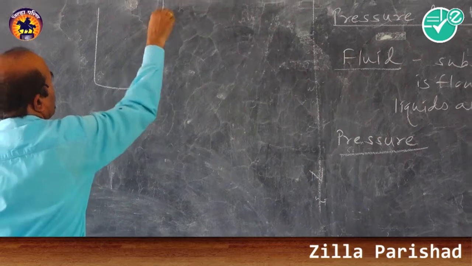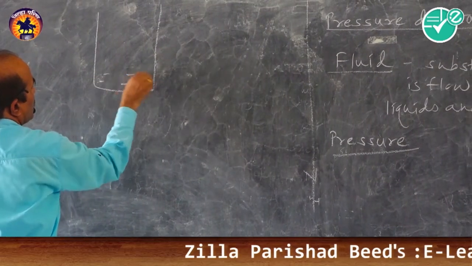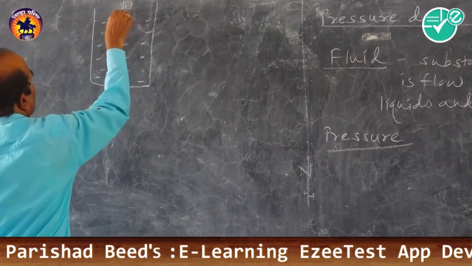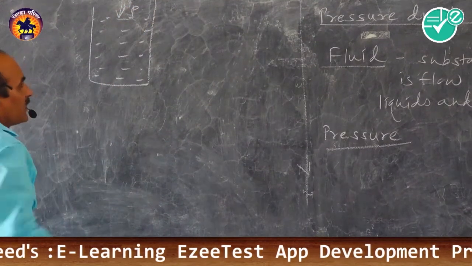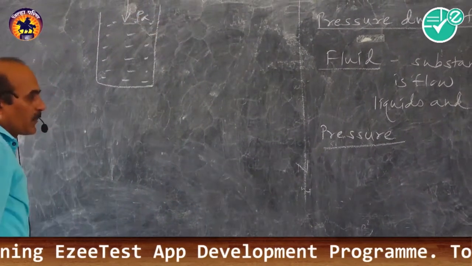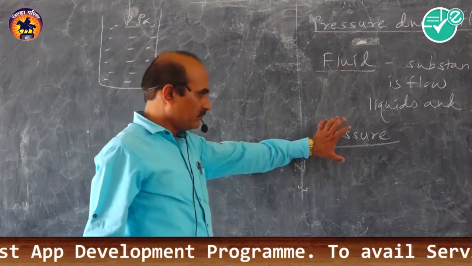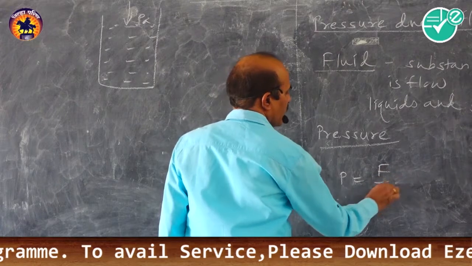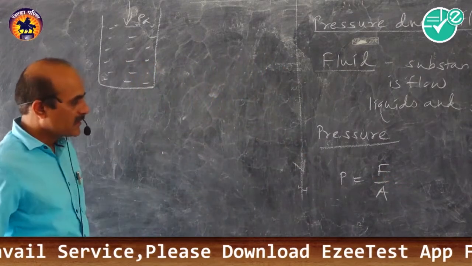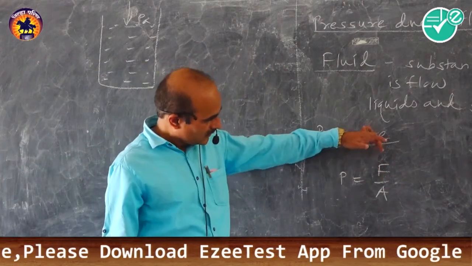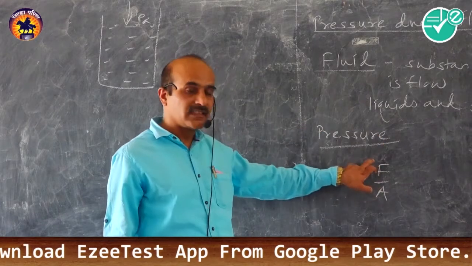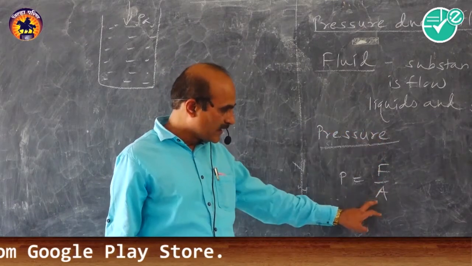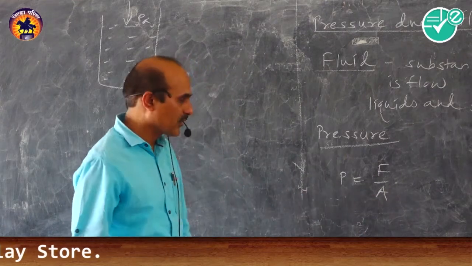So like this. This is the liquid contained in here, and the pressure exerted on it is the atmospheric pressure. We say that pressure is equal to force divided by area. The force is nothing but the thrust. Therefore we define thrust per unit area as the pressure.